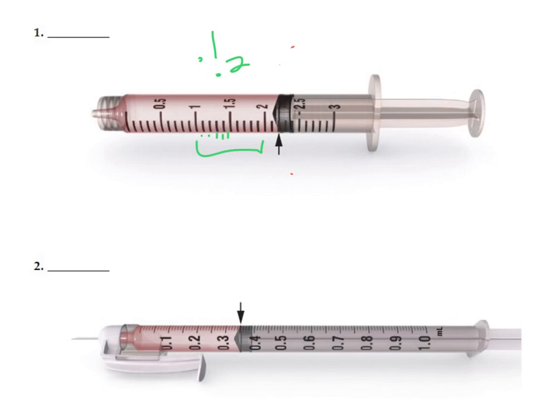So what we're showing on number 1, it looks like the stopper is at the second line past the 2, and the arrow is clarifying that for us. Since the first line behind the 2 is 2.1, the second line would be 2.2. So the answer to this would be 2.2 milliliters. On number 2, we're looking at a 1 milliliter syringe.